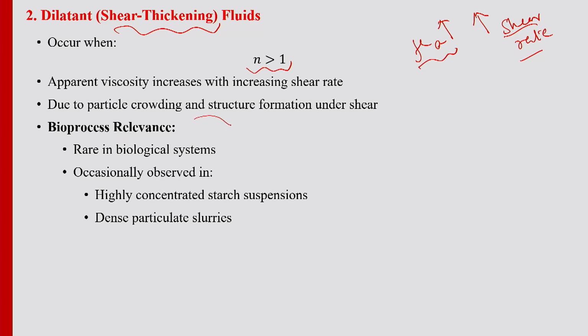This is due to particle crowding and structure formation under shear. What is the bioprocess relevance? This is rare in biological systems. Highly concentrated starch suspensions and dense particulate slurries all come under the examples of dilatant fluids, that is, shear thickening fluids. The previous one was shear thinning fluids, and here we have shear thickening fluids.